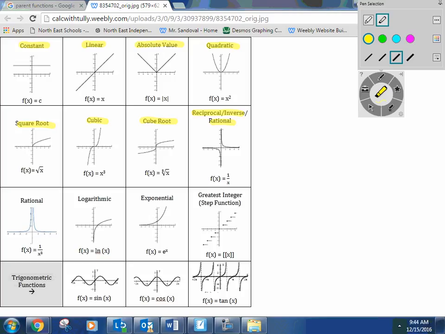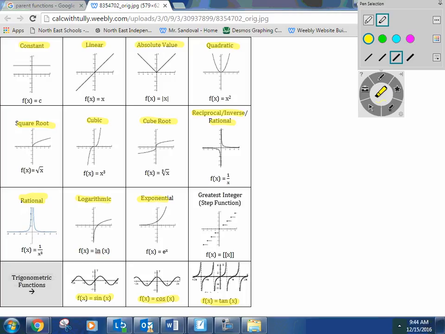Actually, sorry, reciprocal inverse rational. This is also known as rational right here. Log looks like this, exponential. Not so much step function, but it's also good to know the sine, cosine, and tangent function. Those other parent functions as well. Okay, great. Let's go ahead and get started.